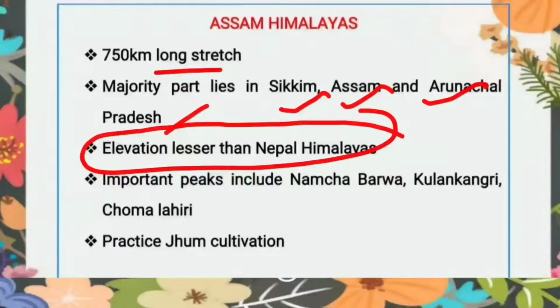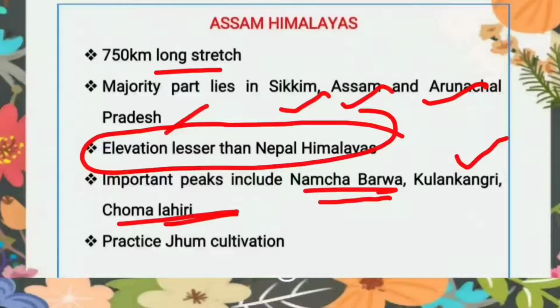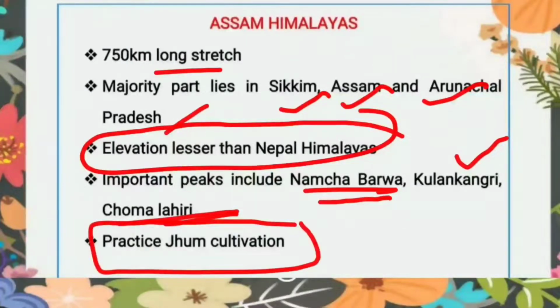Important peaks found in the Assam Himalayas include the Namcha Barwa. It is the point where the syntaxial bend towards the downward east takes place, and where the Brahmaputra enters India. Other peaks include the Kulha Kangri or the Chomo Lhari, etc. In the Assam Himalaya region, the inhabitants or the ethnics practice the jhum cultivation, which is known as slash and burn cultivation. This is very much common in those particular areas.